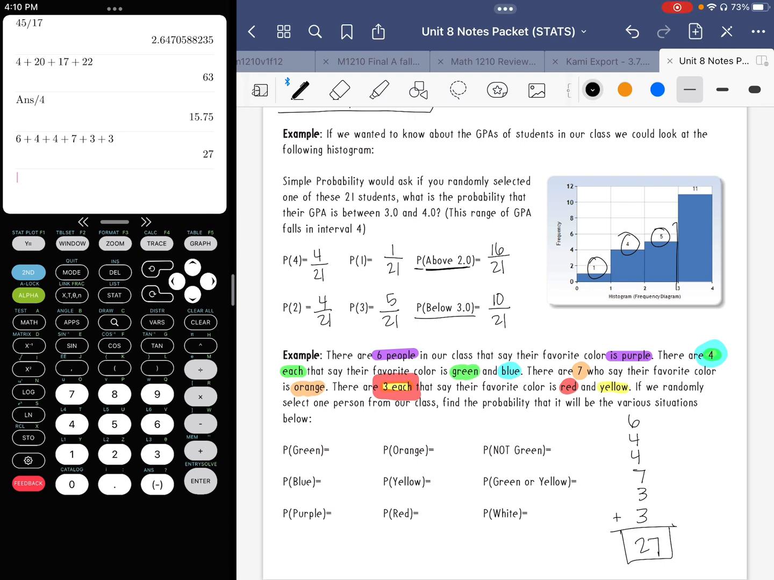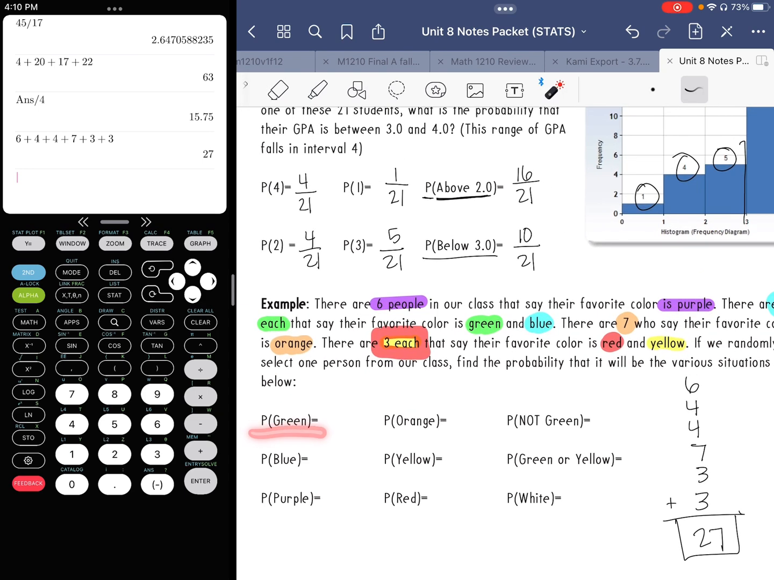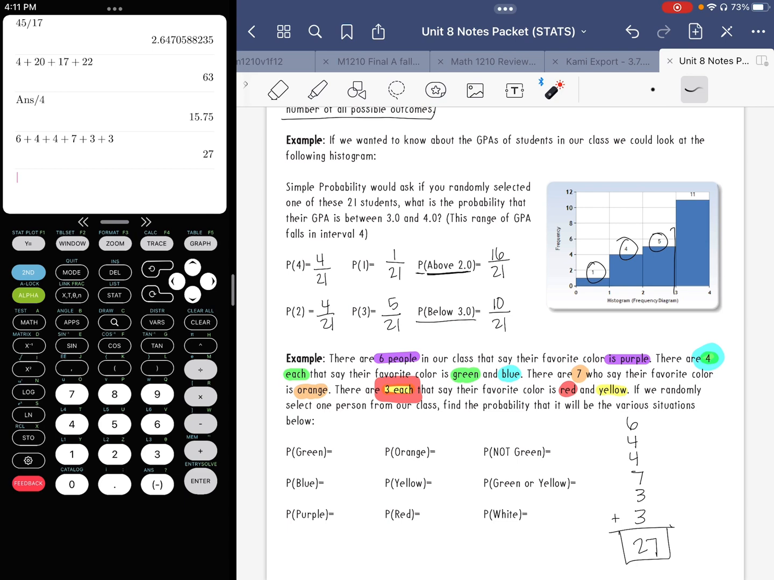So let's just start with what is the probability that their favorite color is green. So that's how we read this. Okay, what is the probability that the outcome is green? So we put all these students' names in a hat, and we pull one out, and we say, how likely is it that the person's name that we pull out's favorite color is green? So we take the number of green, which is 4, and we divide it by the total number of people in the hat. So that's going to be 27. So 4 out of 27.